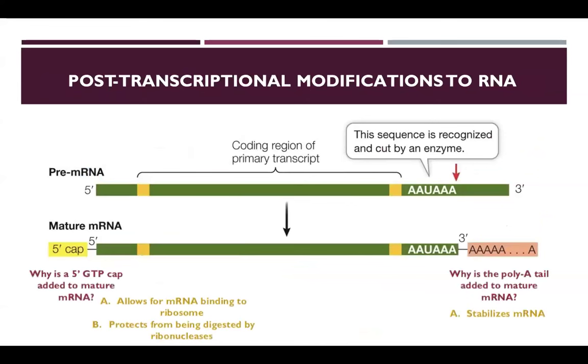So after the introns are spliced out, two other things happen. So this is your coding region. An enzyme comes in, cuts the end off of the pre-mRNA, and adds a polyadenosine tail. A polyadenosine tail is just a tail with a bunch of adenosines. It's added to mature mRNA in order to stabilize it. Then on the other end, a 5' GTP cap gets added to the 5' end. This allows the mRNA to bind to the ribosome outside the nucleus, and as the mRNA leaves the nucleus into the cytoplasm, the 5' GTP cap helps protect it from being digested by any ribonucleases roaming around.